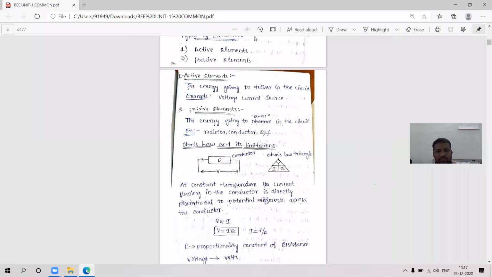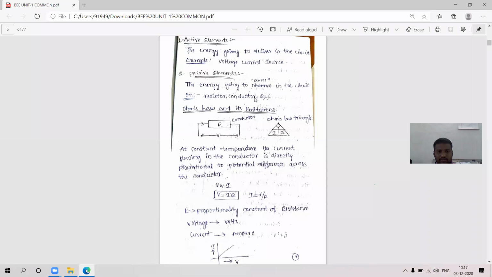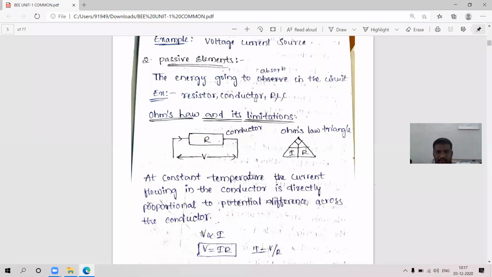Now coming to the concept of Ohm's law. So till now it is clear.